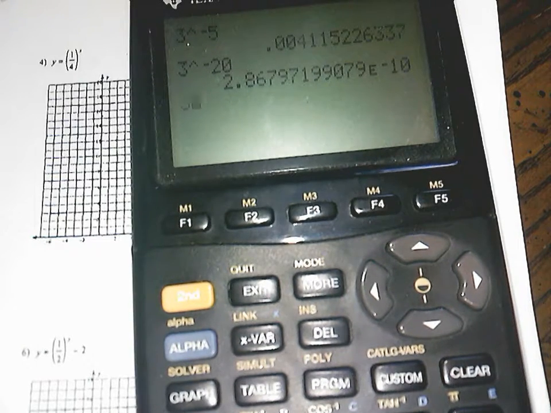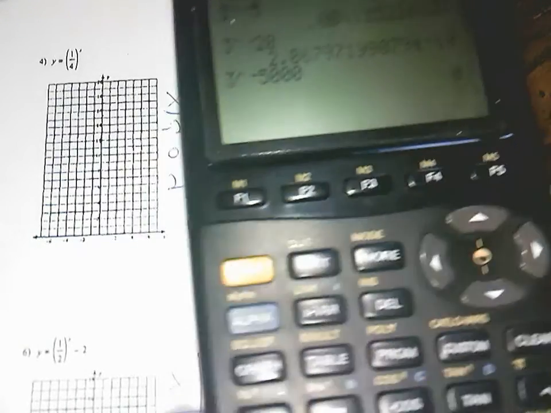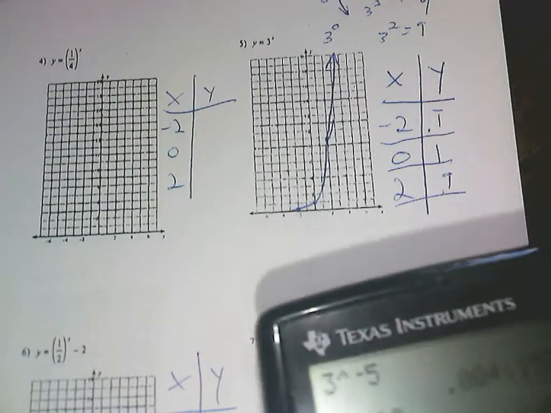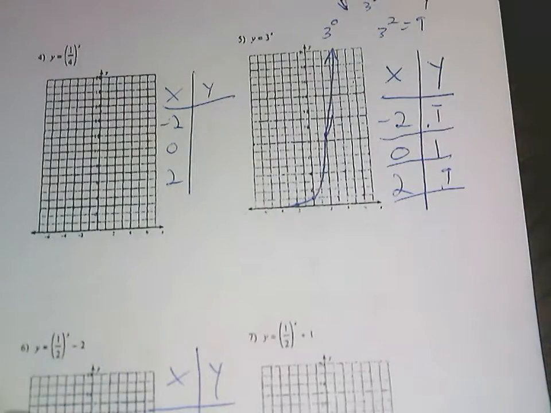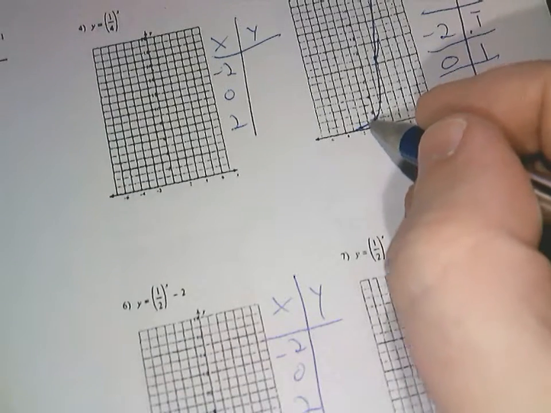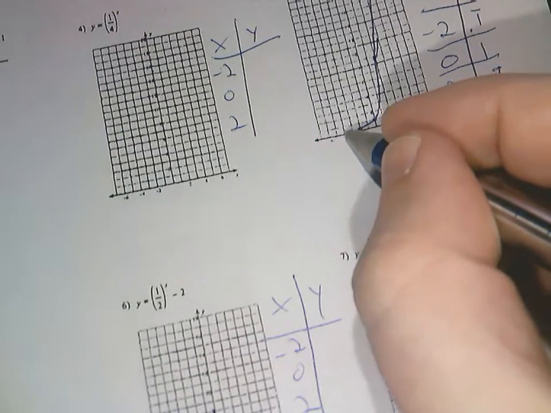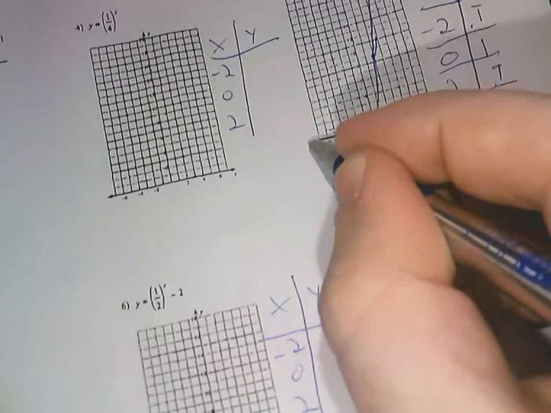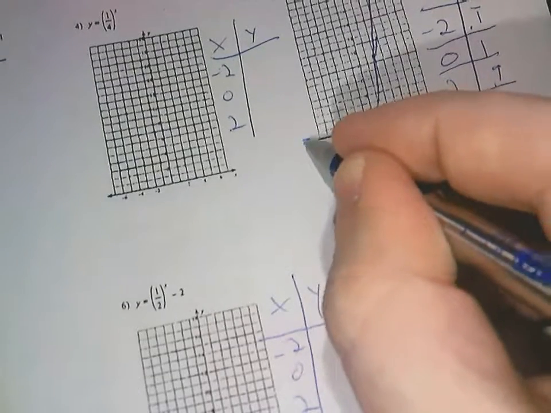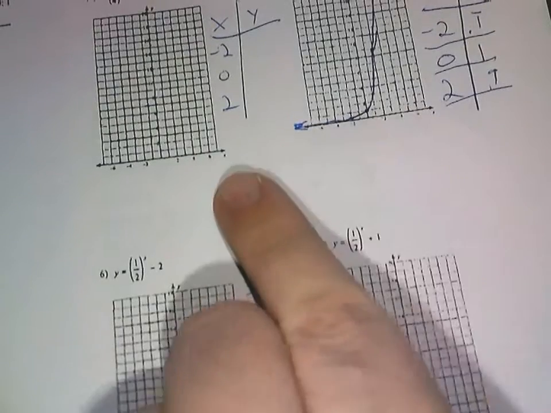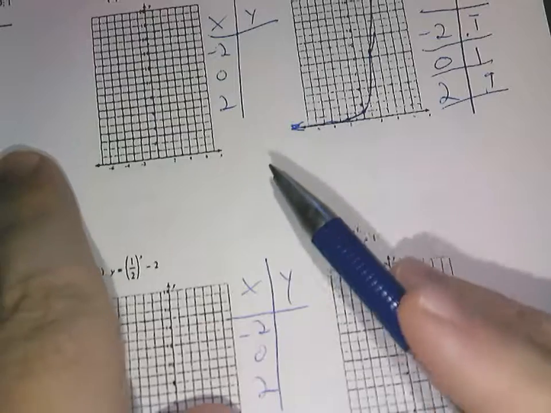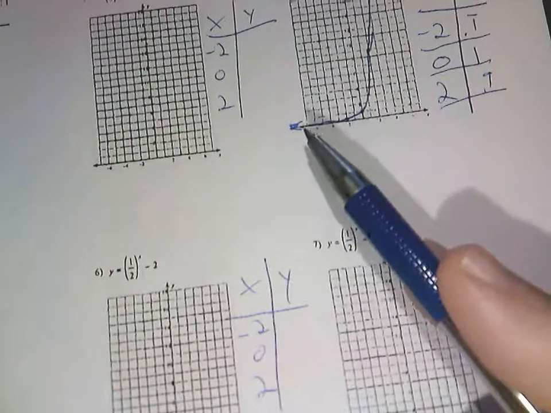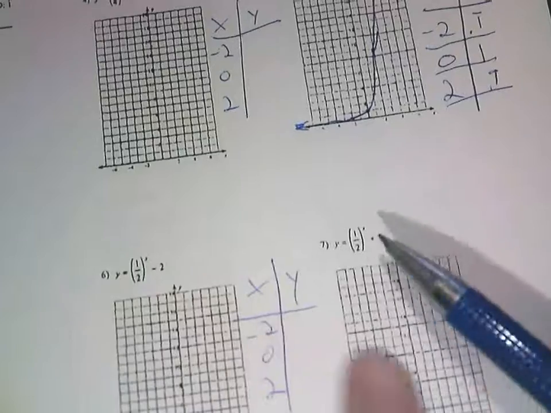Okay? And 3 to the negative 5,000. Whoops. Okay, so that's so close to 0 that my calculator called it 0, but it is still not below 0. So what actually happens is your line gets really, really close to 0 without ever actually going below it. Even at negative 5,000, it's still above 0. You keep going over, and it's never going to go past 0.